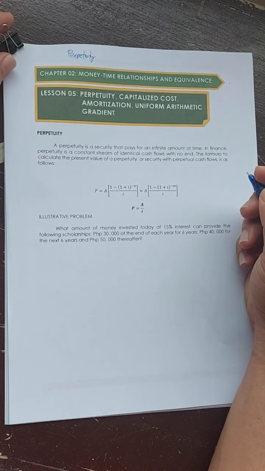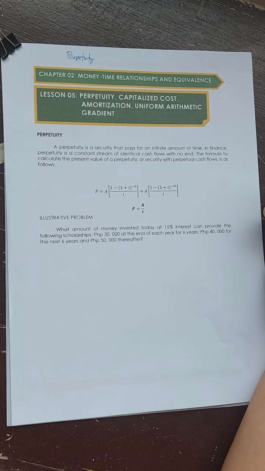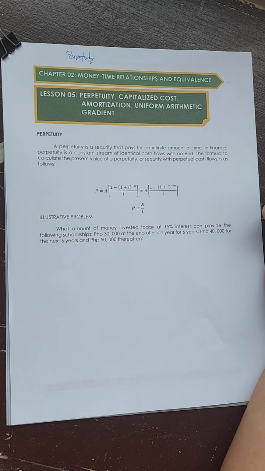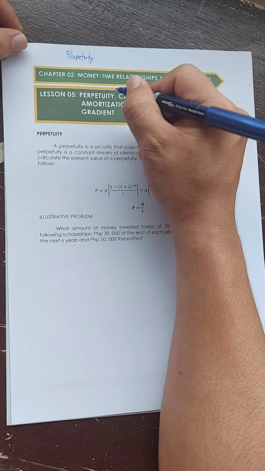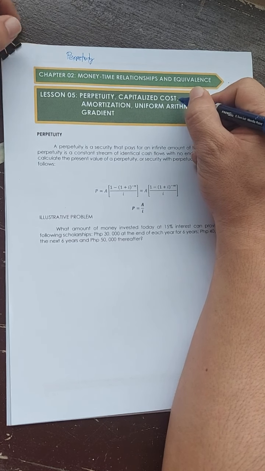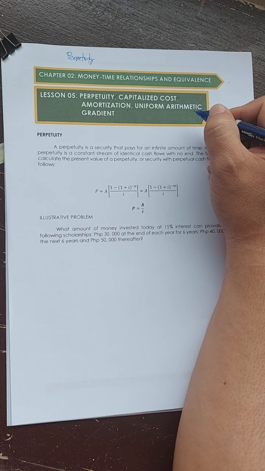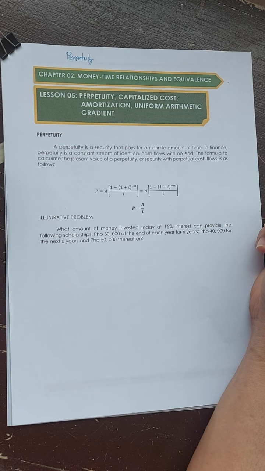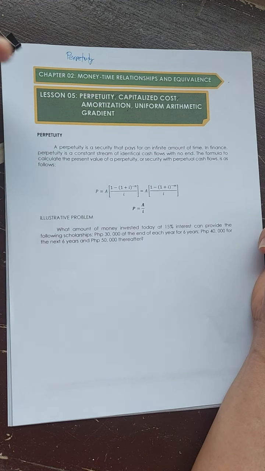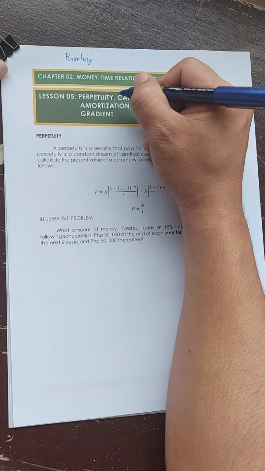Okay, so we are going to continue with our last lesson for chapter 2. We have a lot of topics under this lesson, Lesson 5: perpetuity, capitalized cost, amortization, and uniform arithmetic gradient. So we need your mastery of the previous topic, which is annuities. This is actually a continuation of annuities. Okay, so let's start with perpetuity.